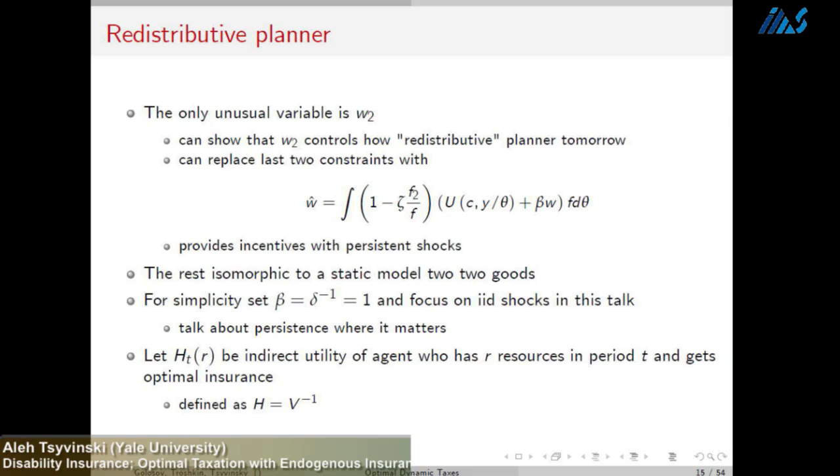And here is where my restriction on the stochastic process F2 over F would matter. If I have the Lagrange multiplier positive, then this restriction would make the planner more redistributive to the agents of higher skill. So why is that? Let's think for a second. I'm going to provide a little bit of intuition for this, and then we can go on.